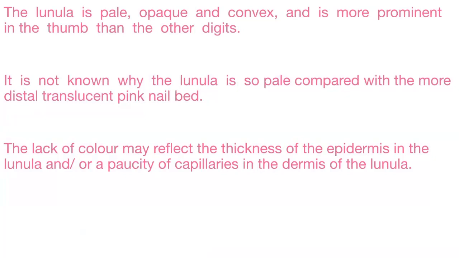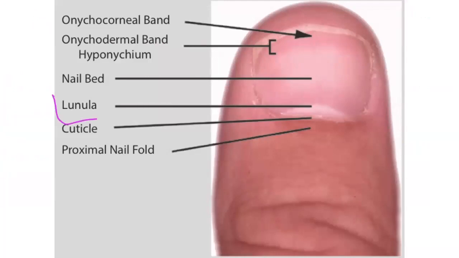The lunula is pale, opaque and convex and is more prominent in the thumb than the other digits. It is not known why the lunula is so pale compared with the more distal translucent pink nail bed. The lack of color may reflect the thickness of the epidermis in the lunula or a paucity of capillaries in the dermis of the lunula. So this one is called the lunula, this pale one. This thick one is called the cuticle. This is the proximal nail fold. This is the lateral nail fold. This is the onychodermal band.